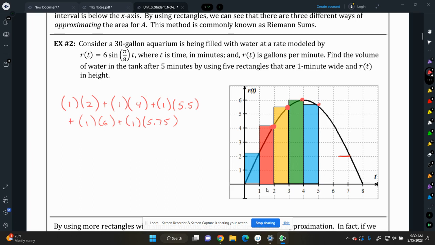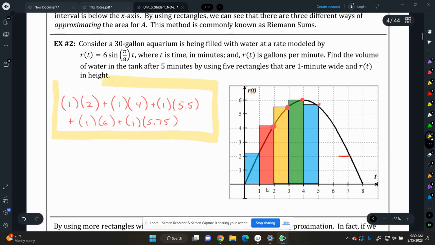Can someone explain to me what I actually did? Where did this come from? It came from the area of what? The rectangle. So where did the 1 come from? The width of the rectangle. Where did the 2 come from? The height. Right there? Is it 2? Well, what is it? What's the height? How do I find the height?